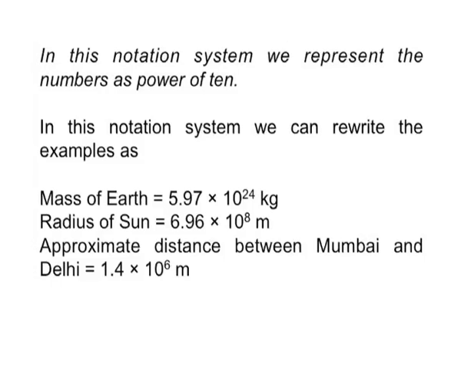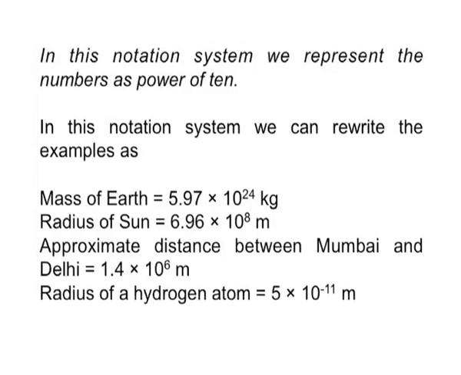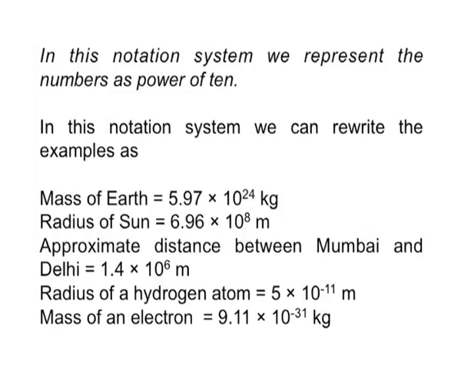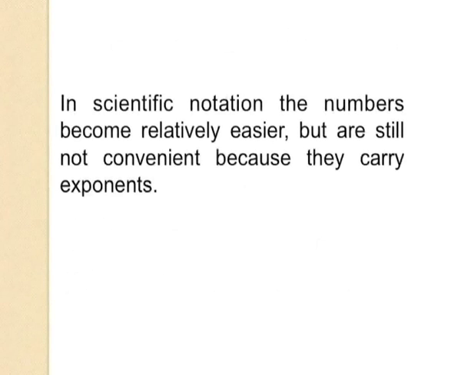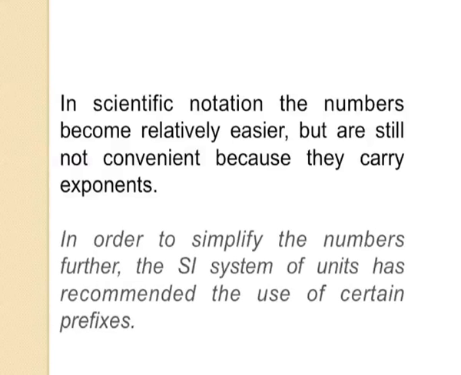Similarly, very small quantity can also be expressed in the powers of 10, like radius of a hydrogen atom is given as 5 into 10 to the power minus 11 meters. Mass of an electron is given as 9.11 into 10 to the power minus 31 kilogram. In scientific notation, the numbers become relatively easier, but are still not convenient because they carry exponent. In order to simplify the numbers further, the SI system of units has recommended the use of certain prefixes.